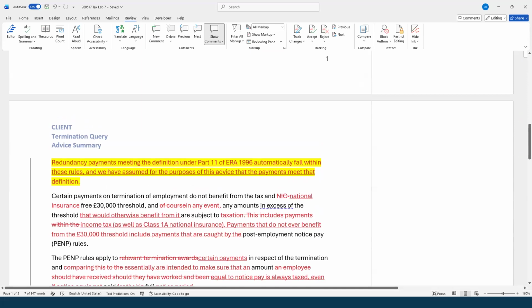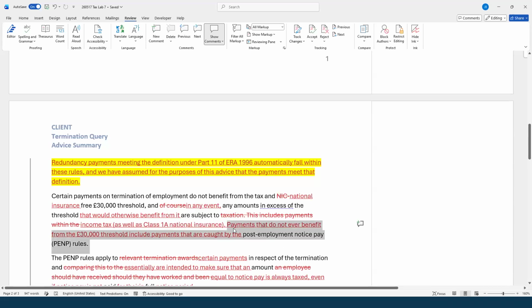Certain payments on termination of employment do not benefit from the tax and national insurance free threshold. So that bit has been left in actually. Any amounts in excess of the threshold that would otherwise benefit from it are subject to income tax as well as Class 1A national insurance. I suspect this is just being anal and pedantic to make sure that what is said is crystal clear and 100% correct. Payments that do not even benefit from the £30,000 threshold include payments that are caught by the post-employment notice pay rules.